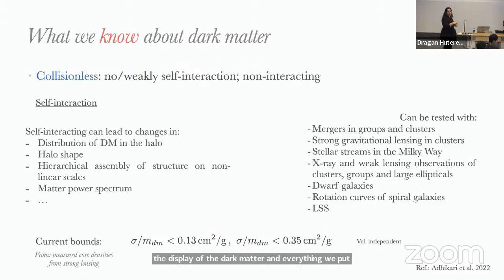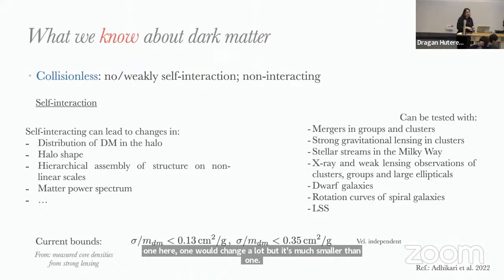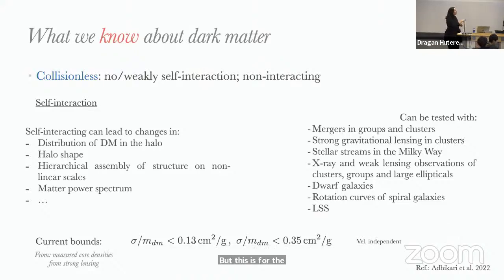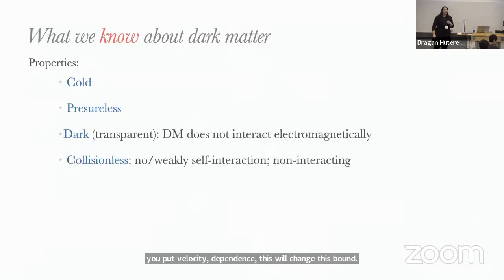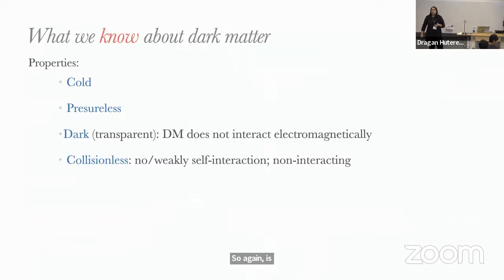But it's much smaller than 1. But this is for the velocity independent case. Of course, if you put in velocity dependence, this will change these bounds. So again, it's not that dark matter is collisionless. Dark matter can have a self-interaction, but it has to follow some bounds depending on whether this self-interaction is of one type or another that leads to cross-sections that are velocity dependent or not.